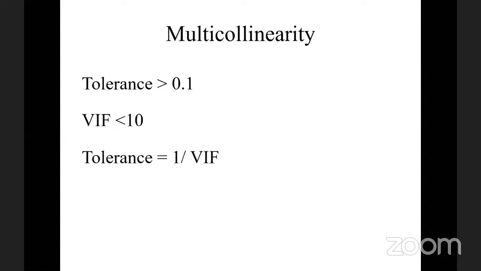If in our data the VIF value of all independent variables is less than 10, it means there is no issue of multicollinearity. If we find multicollinearity among the independent variables, then we should remove that particular independent variable.